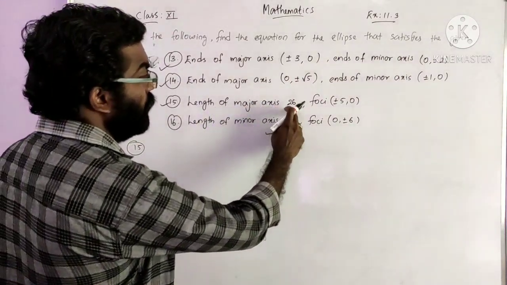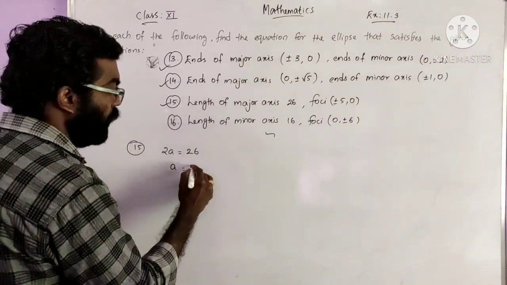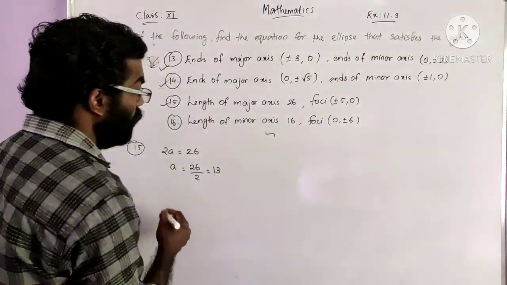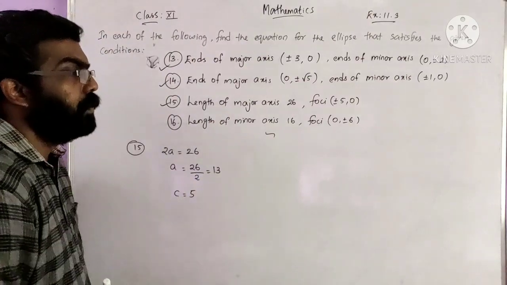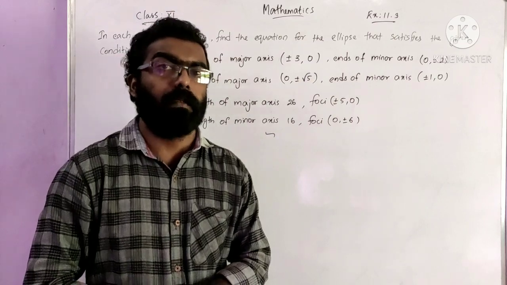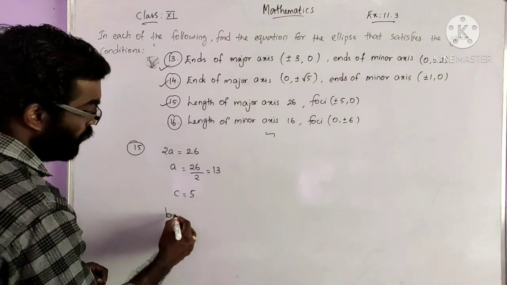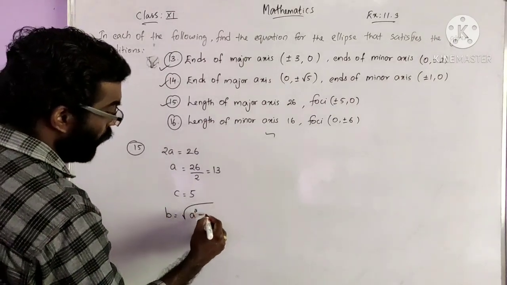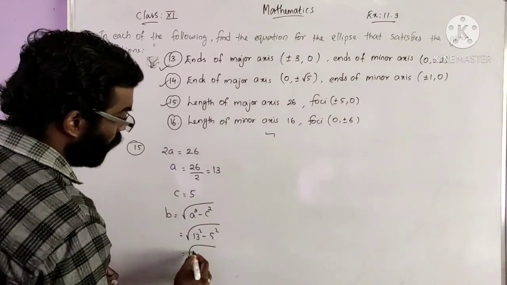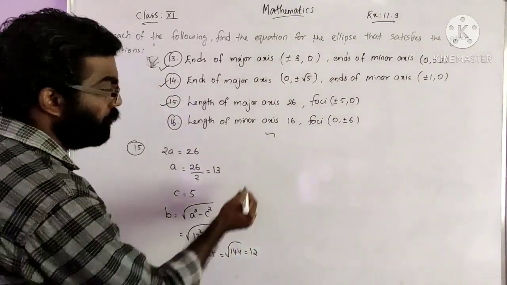Length of major axis is 26. Length of major axis is 2a. So 2a equal to 26 implies a equal to 13. 26 divided by 2, 13. Foci plus or minus 5, 0. That is c is equal to 5. Foci plus or minus 5, 0 means foci lies on x axis. That means it is of the first type. So we can find the value of b first. B is equal to root of a square minus c square. That is root of 13 square minus 5 square. Here it is 169 minus 25, root 144, which is equal to 12.